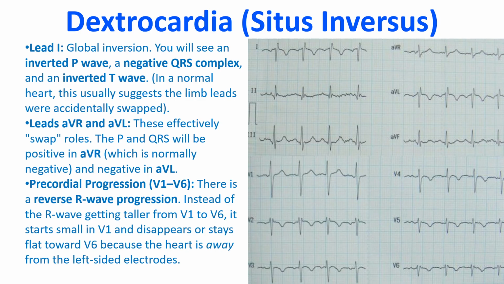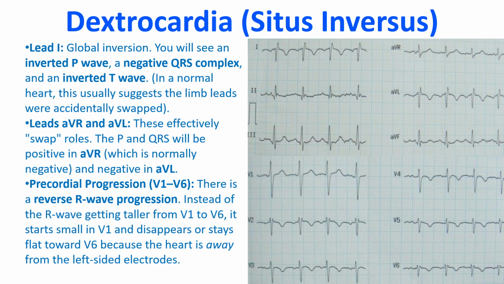In dextrocardia with situs inversus, what we usually call true dextrocardia, the heart's electrical axis is mirrored. The most striking feature is that the ECG looks upside down in the limb leads and backward in the precordial leads. In lead 1, there is global inversion. You will see an inverted P wave, negative QRS complex, and an inverted T wave. In a normal heart, this usually suggests the limb leads are accidentally swapped.